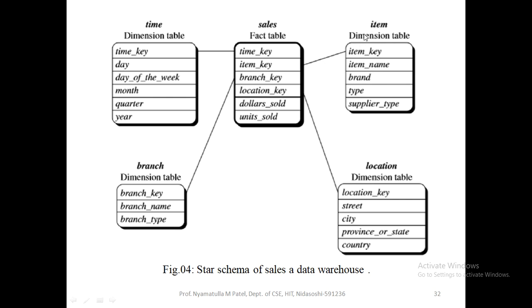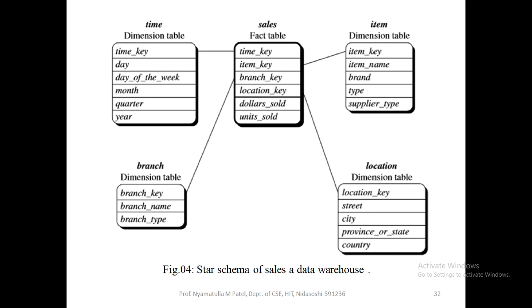Item will have a dimension table, time has a dimension table, branch has a dimension table, and location has a dimension table. If you want to access the item dimension table, you need the item key. To access the time dimension table, you need the time key. For the branch dimension, you require the branch key. For the location dimension table, you require the location key, and all these are part of the fact table.